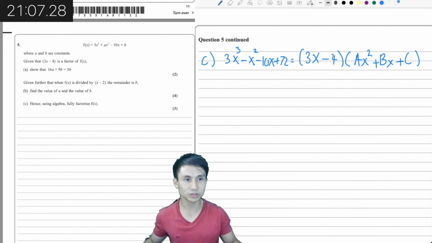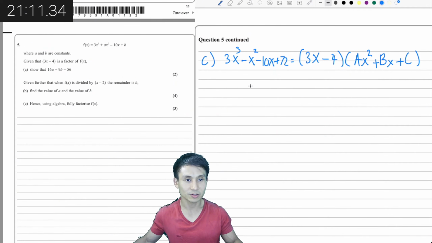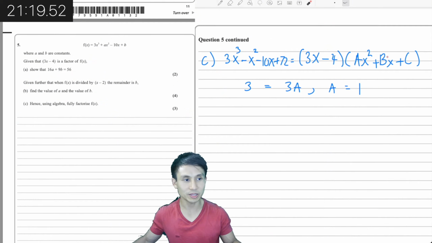So if we just do the first term and the first term, we should get the cube term here. So we do 3 equals 3a, so that means a equals 1, just comparing the terms. And then where's another b? So b, we can do the x term, which is minus 10 on the left side. We just pair up whatever pairs we get for the x term.